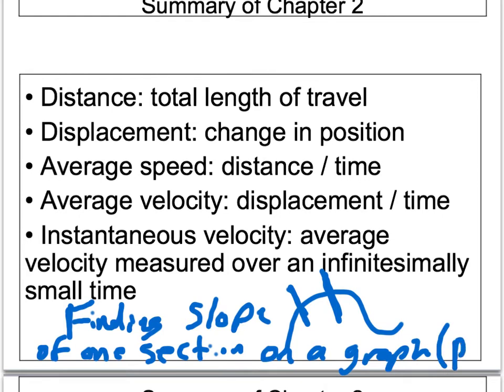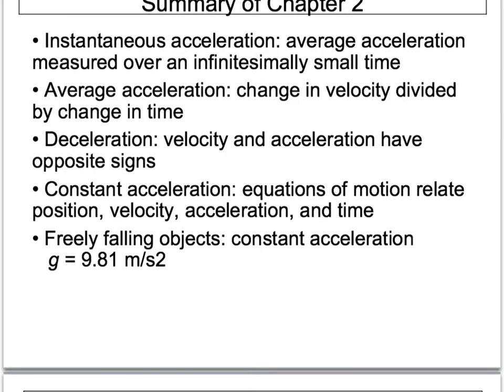And just so we know what kind of graph, instantaneous velocity comes from the slope of a position-time graph. Other important things you should know from the first half of this video: instantaneous acceleration is just like instantaneous velocity, but now you're dealing with a velocity-time graph. And even though it says measured over an infinitesimally small time, that just means one tiny section of a velocity-time graph. Average acceleration is change in velocity divided by change in time.